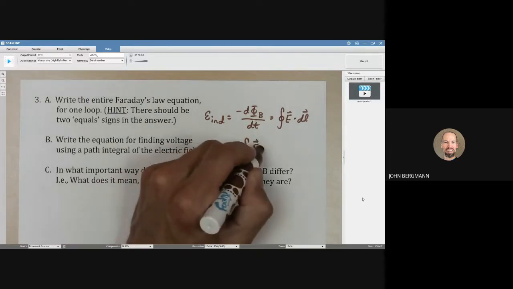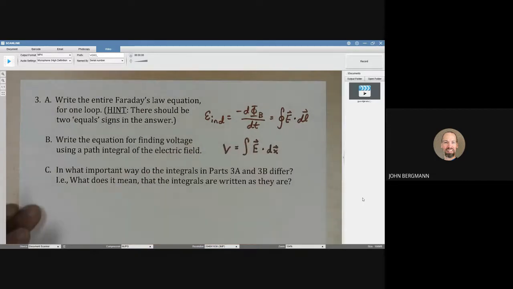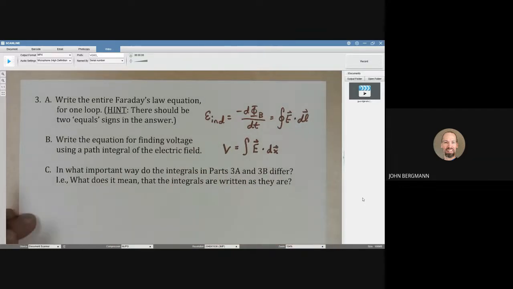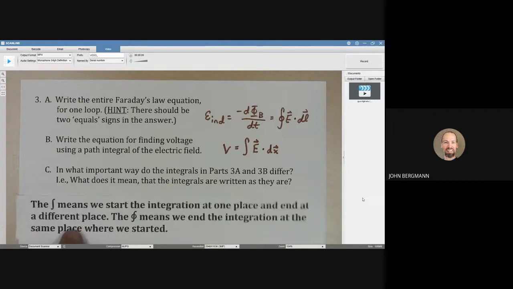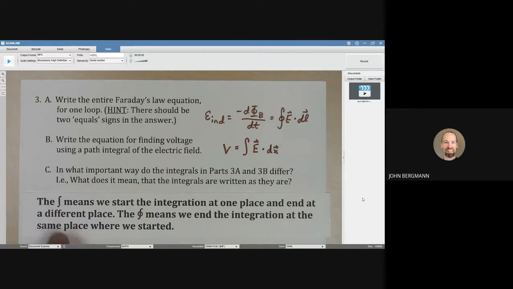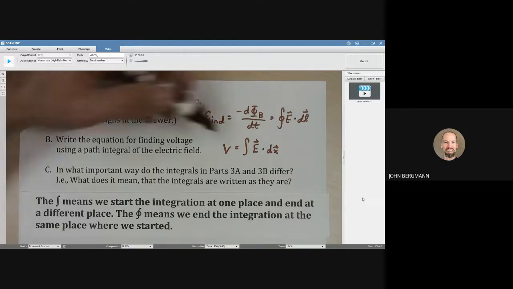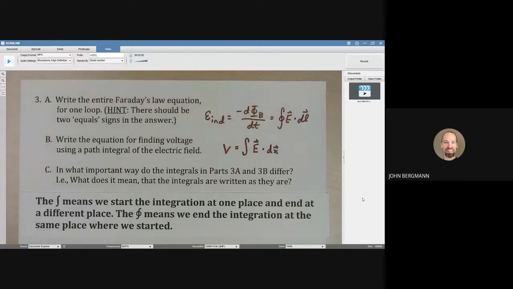We did this sort of thing when we were dealing with capacitors. And you can see that these equations are very similar. Voltage, we've got a path integral of the electric field. In what important way do these integrals differ? In other words, what does it mean that the integrals are written as they are? The integral sign without a circle means we start the integration at one place and end at a different place. That's what we did when we were using that equation, for example, with capacitors. We started usually at one capacitor plate and we ended at the other.